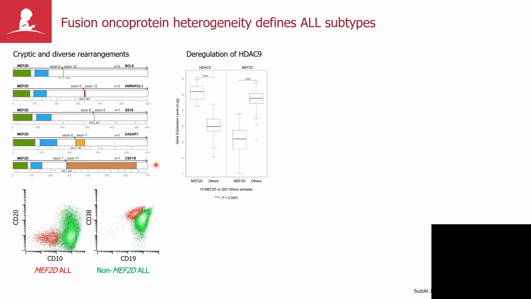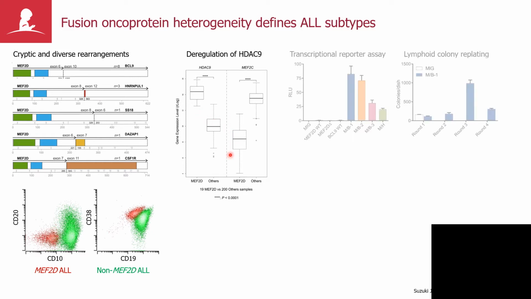So, for example, MEF2D regulates a program of gene expression in muscle development with overexpression of a gene called HDAC9 or histone deacetylase 9, which is what's seen in this subtype of leukemia with reciprocal downregulation of another MEF gene, MEF2C. We observe that these fusions are transforming in reporter assays and colony replating assays.